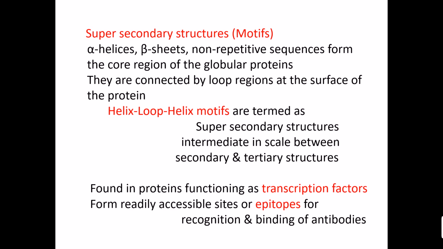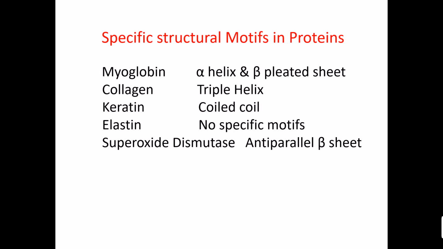There are specific structural motifs in proteins: in myoglobin, helix and beta pleated sheets. In collagen there is a triple helix. In keratin, a coiled coil. In elastin there are no specific motifs. In the superoxide dismutase enzyme there is an anti-parallel beta sheet.